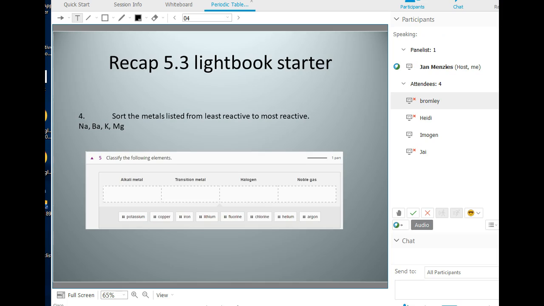So in the Lightbook Starter, in question 4, which you might already have open. If you've got the Lightbook Starter open, can you open up number 4? Or if it's too crowded, then just watch the WebEx. So sort the metals from least reactive to most reactive. I want to answer the phone so maybe do this one yourselves.